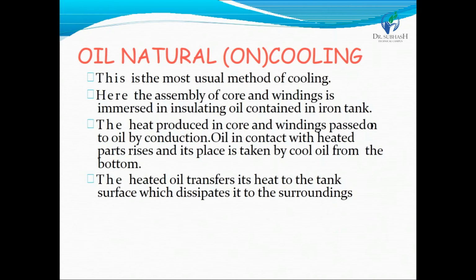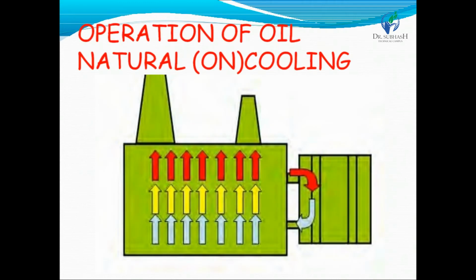The heat is transferred from various parts of the transformer to the oil, and the heat is then removed by natural air. It is possible to increase the cooling area by providing cooling tubes. The ONAN cooling system is shown in the next slide. Here are the figures of the operation of the natural cooling system.